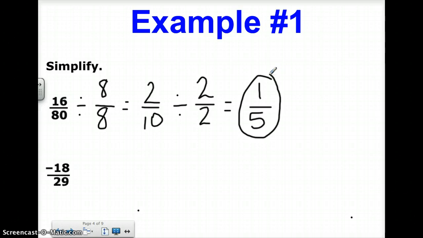Example number 2. We have negative 18 over 29. What number can divide evenly into both 18 and 29? In this problem, nothing will divide evenly because 29 is a prime number. The only number that would divide evenly into both 18 and 29 is 1. So our final answer is just going to stay as negative 18 over 29. Moving on.